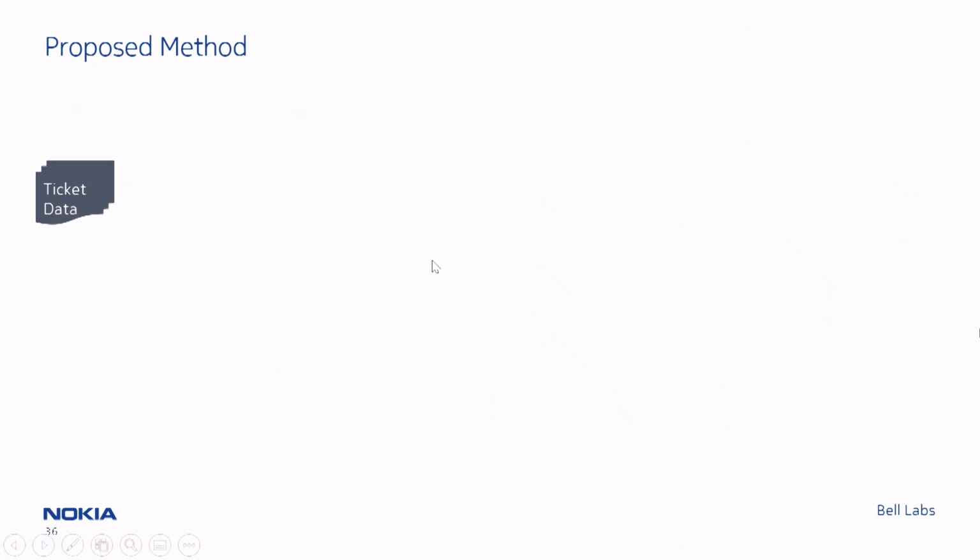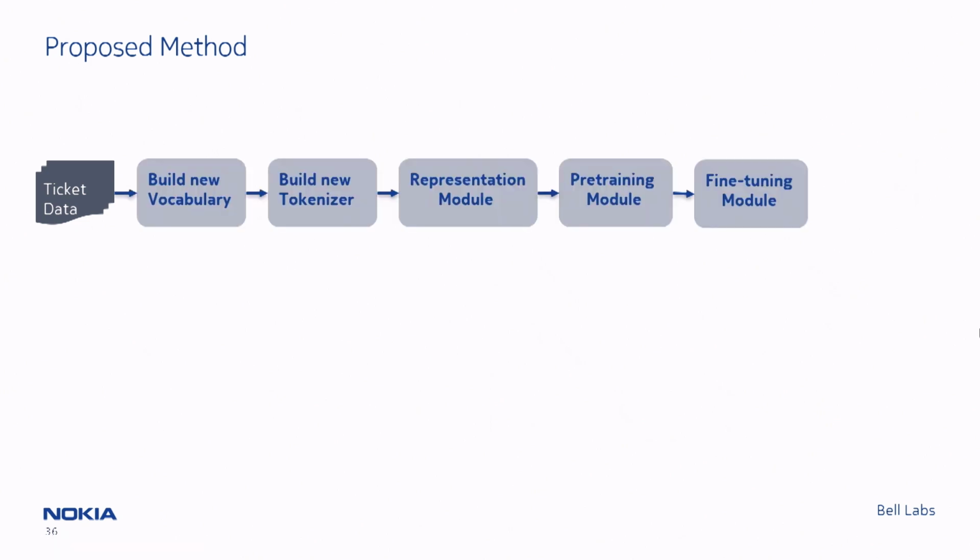So for our proposed method, suppose that we have a huge collection of ticket data. Here, this is the pipeline of our training model. It's a multi-step pipeline composed of 5 steps, namely building new vocabulary, building new tokenizer, representation module, pre-training module, and finally the fine-tuning module. And as output, you obtain our trained ticket model.